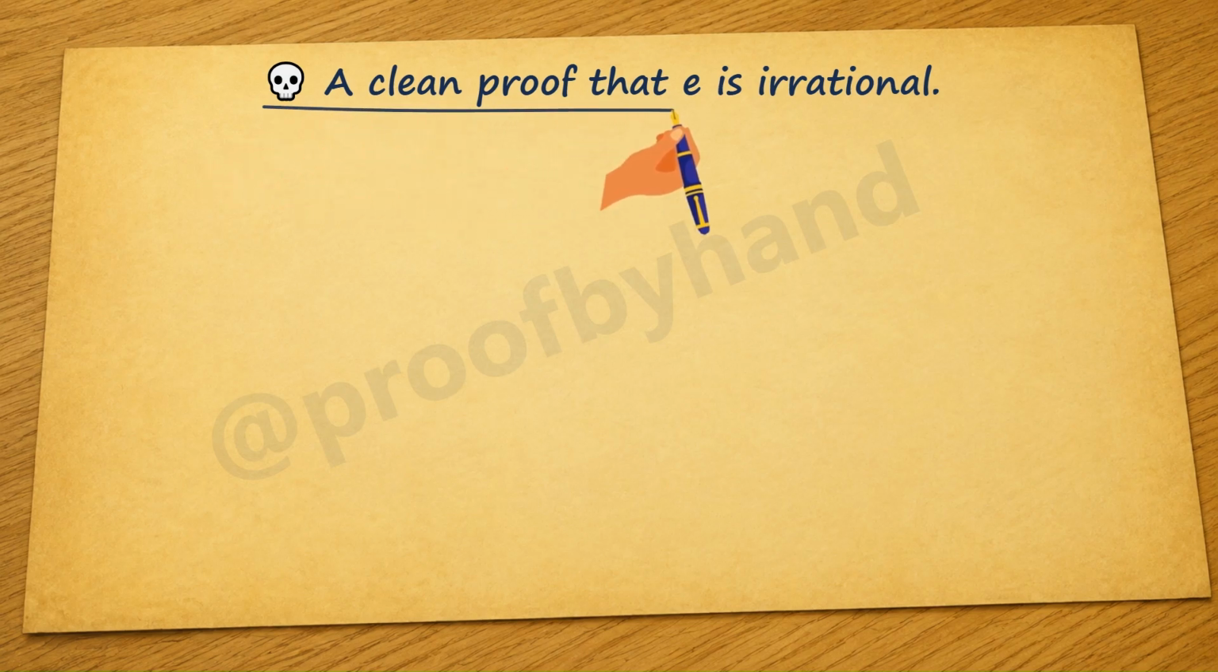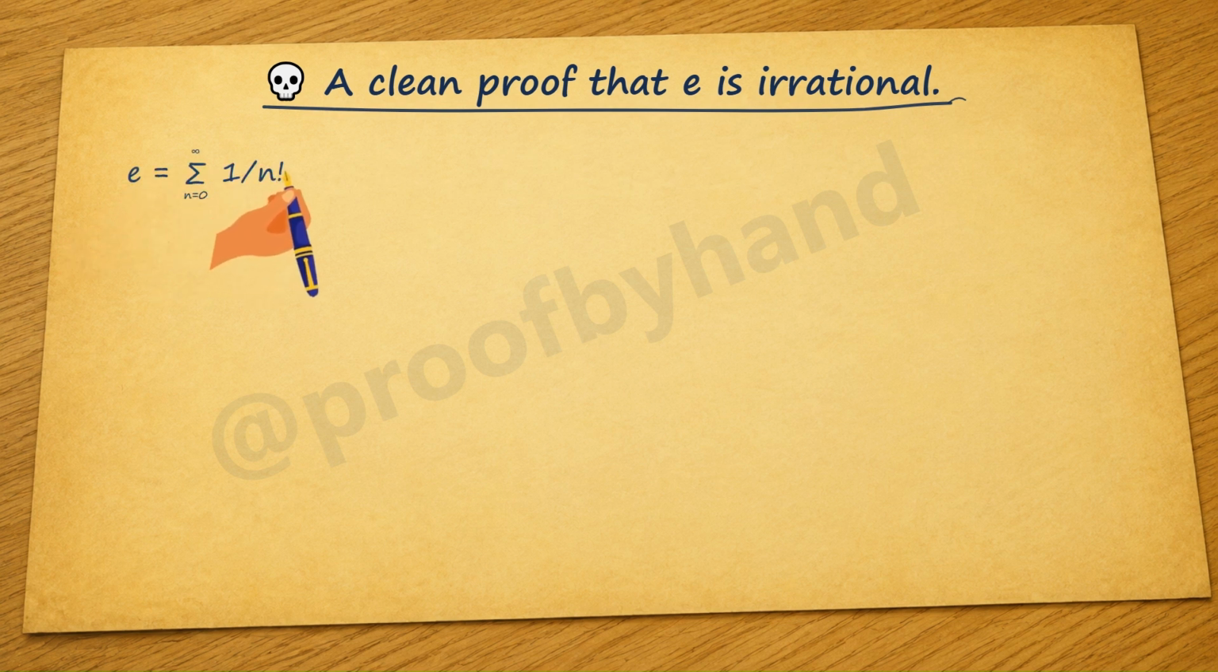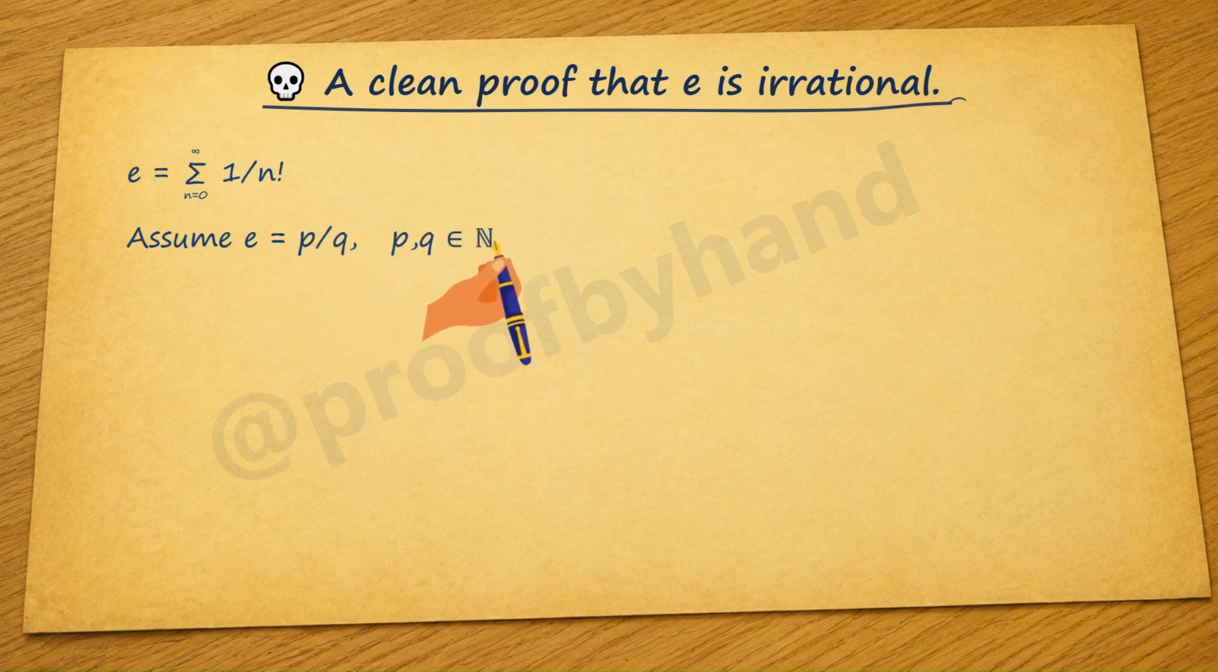Here is a clean proof that e is irrational. Start with the factorial series for e. It's the sum from n equals 0 to infinity of 1 over n factorial. Assume for contradiction that e is rational. Then, e equals p over q, where p and q are positive integers.